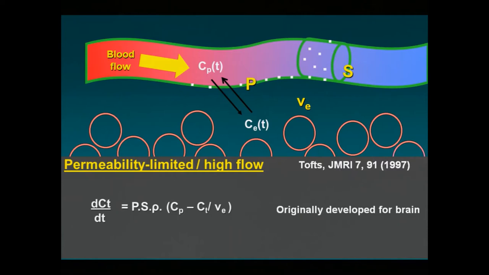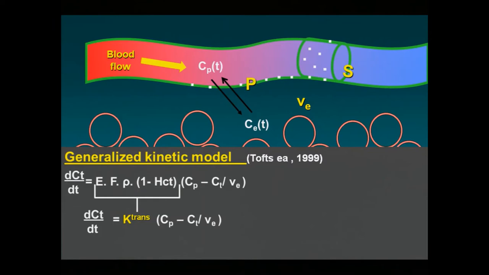So this situation in which you have permeability limiting was originally derived by Tofts for the brain. That was his original model, and of course that was due to the fact that you have the blood-brain barrier, which is difficult for the contrast agent to pass. And then in this consensus paper in 1999, the more general Tofts model was accepted.